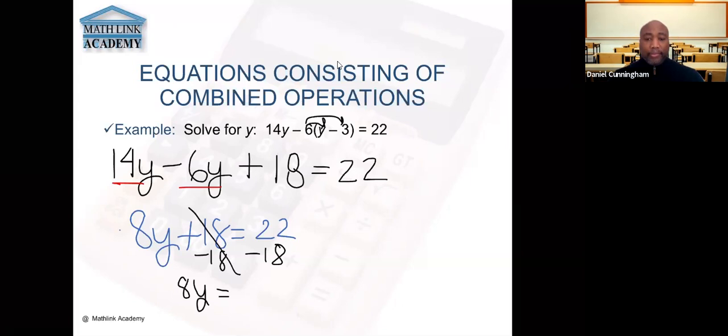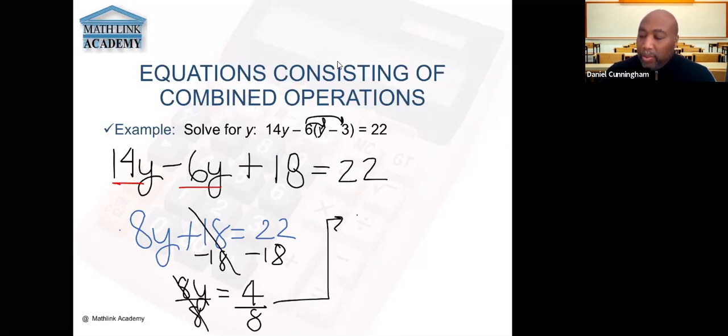In this case, we have the 4. And then we divide both sides by 8, because the opposite of multiplication is division. And therefore, we end up with y is equal to 4 over 8. Now, let's reduce that. 4 over 8 is the same thing, if I'm not mistaken, as 1/2. And so that's what we end up with.